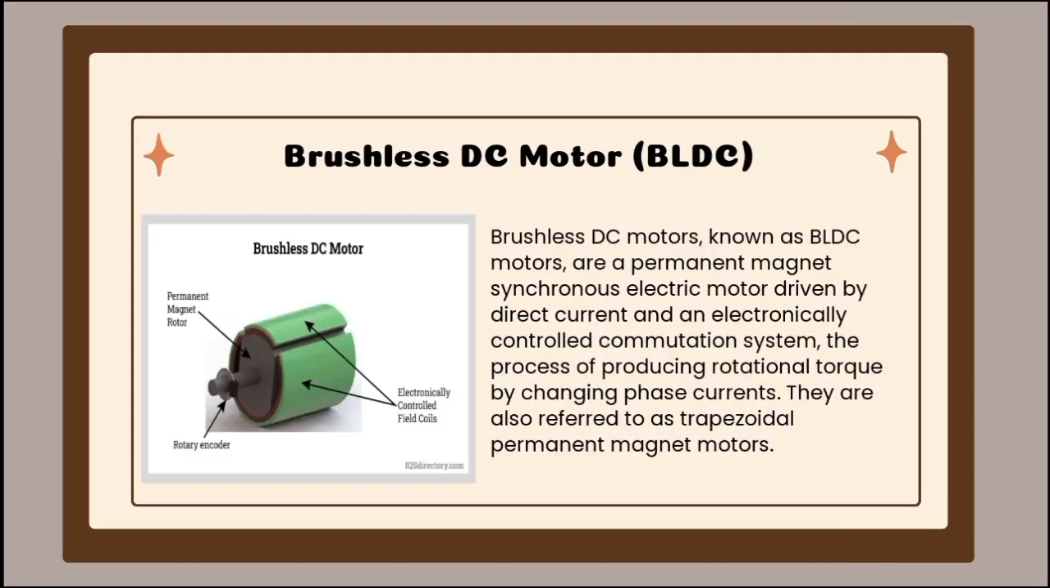Brushless DC motor or BLDC. Brushless DC motors, known as BLDC motors, are a permanent magnet synchronous electric motor driven by direct current and an electronically controlled commutation system. The process of producing rotational torque is by changing phase currents. They are also referred to as trapezoidal permanent magnet motors.